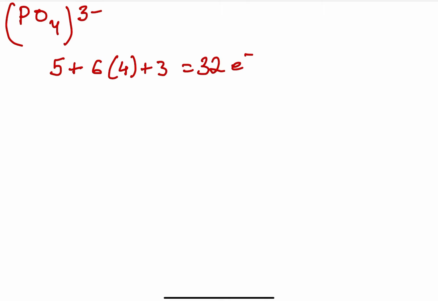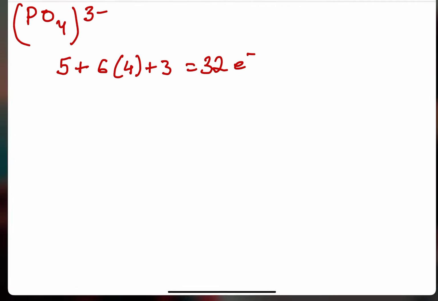Now let's draw the Lewis structure of phosphate, and then we will confirm the closest correct structure of the phosphate ion by using the formal charge. So let's draw the Lewis structure of the phosphate ion.